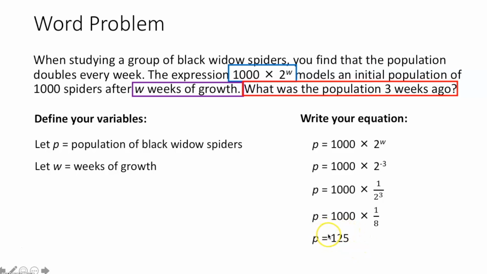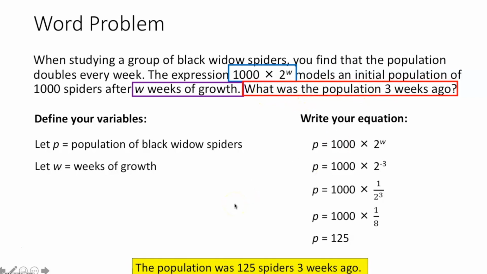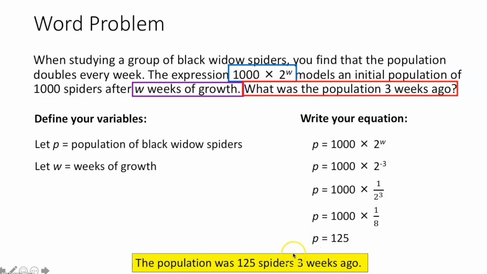Please don't just write 125 and put a box around it. You need to answer in a sentence. What was the population 3 weeks ago? The population was 125 spiders 3 weeks ago. And you're done.